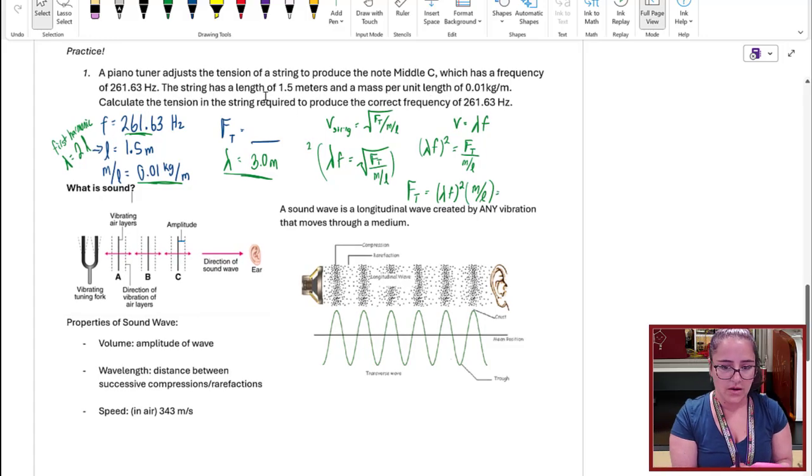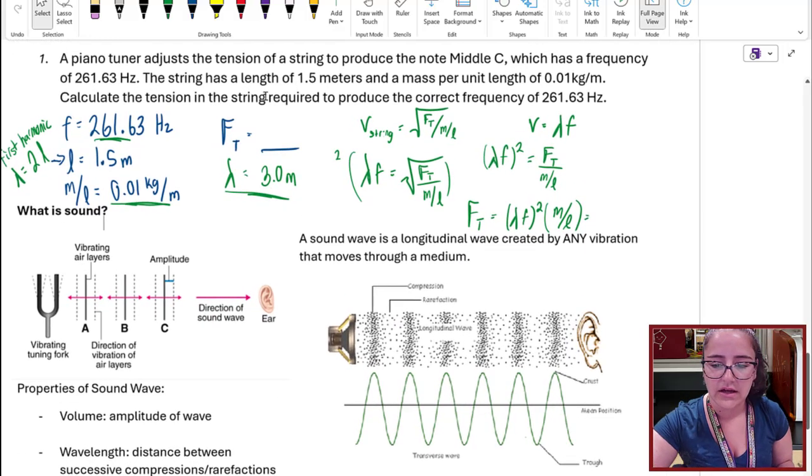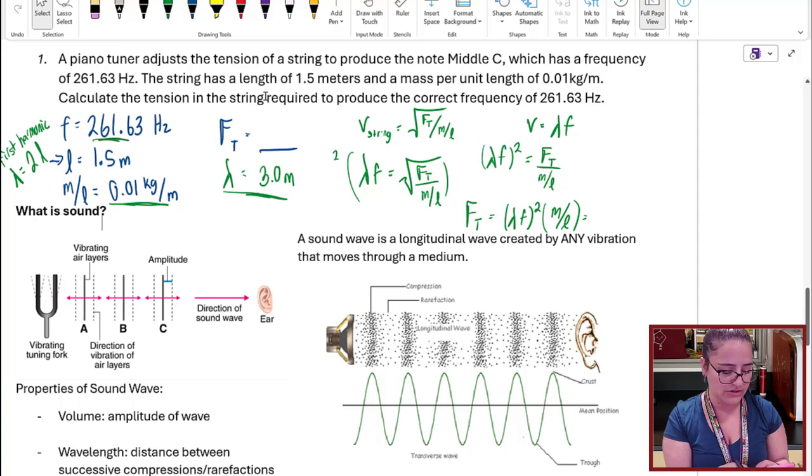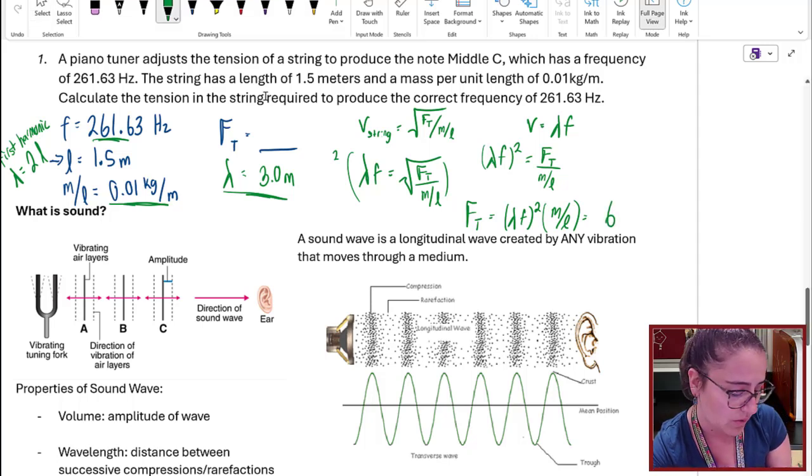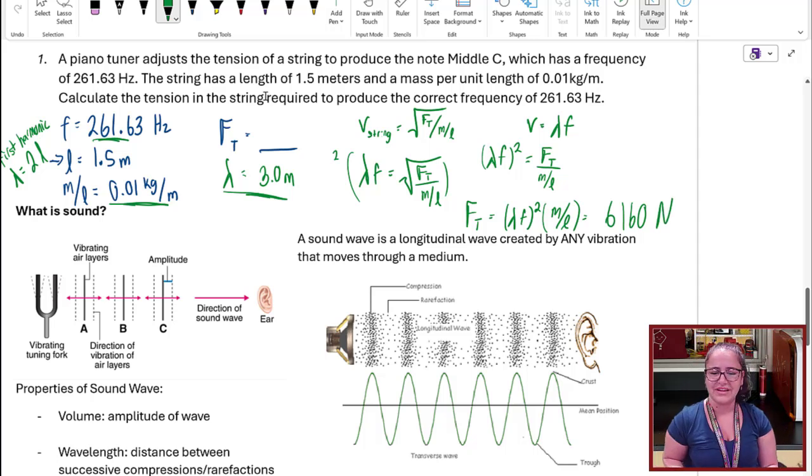So we get the wavelength, which is 3 meters, times the frequency, 261.63 hertz. We're going to take that number and square it, and then times it by the mass per unit length, so by 0.01. And we get 6,160 newtons. Okay, so a pretty tense string. Okay, cool.